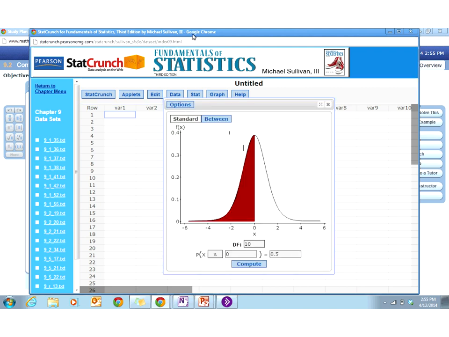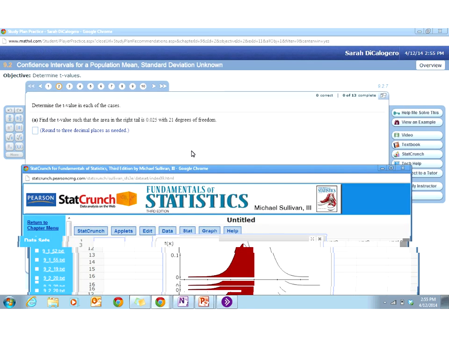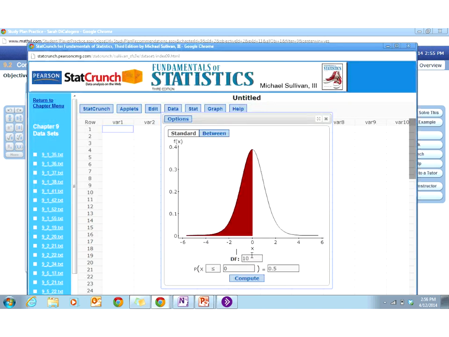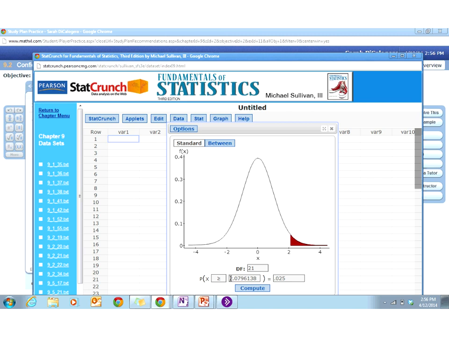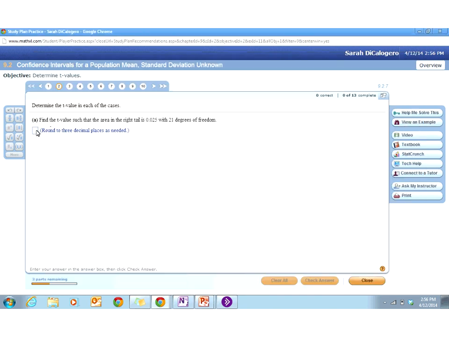And I already forgot the degrees of freedom. 21 degrees of freedom and 0.025. So we were going to put in 21. 0.025, is that right? And in the right tail is going to be greater than, so there it is right there. And I can Control-C that, copy it. In 3 decimal places, that's 4, so I'm going to go with 80. 2.0780.